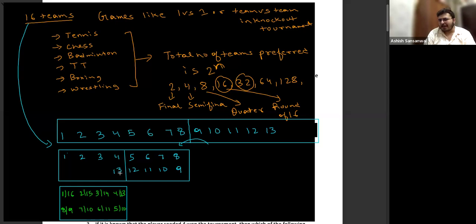And 4 will again play against 13, 5 will play against 12, 6 will play against 11, 7 will play against 10, and 8 will play against 9. Is this clear? Yes or no? Now everyone understood the concept of buy.